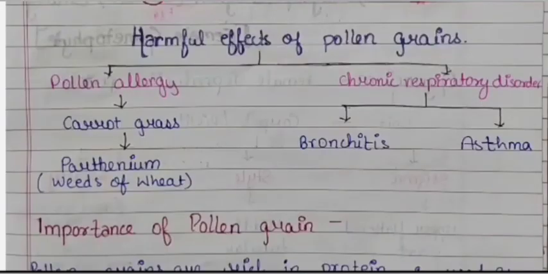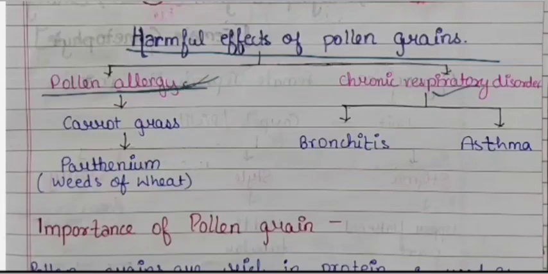Now we will talk about the harmful effects of pollen grains. Pollen grains cause pollen allergy and also cause chronic respiratory disorders. An example is carrot grass, also known as Parthenium or weed of weeds, which causes allergy, and in the case of respiratory disorders, it causes bronchitis and asthma.